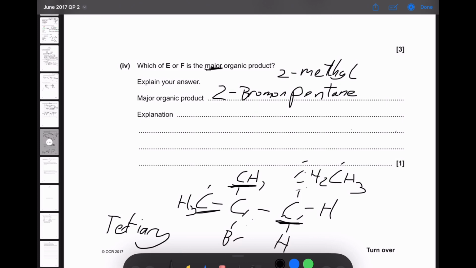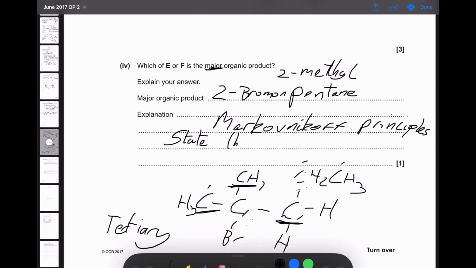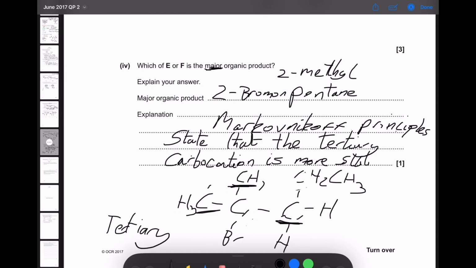Awesome. So, explanation: Markovnikov principles. State that the secondary carbocation, the tertiary carbocation is more stable.